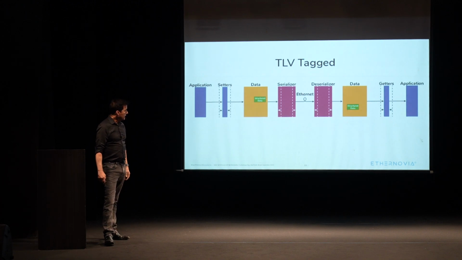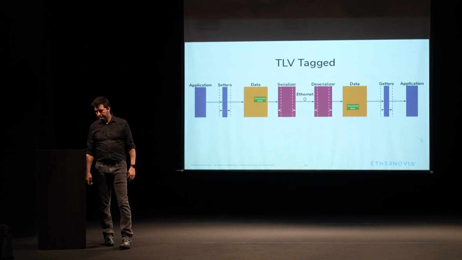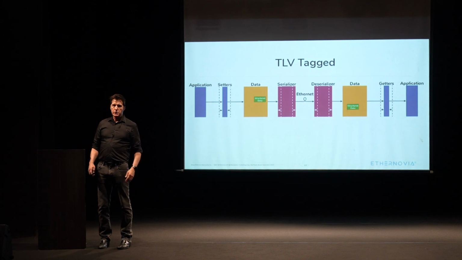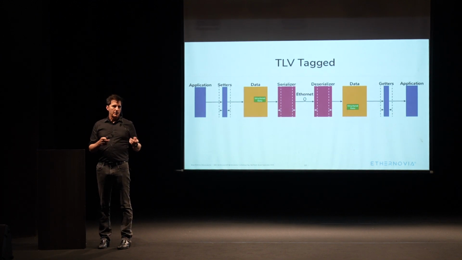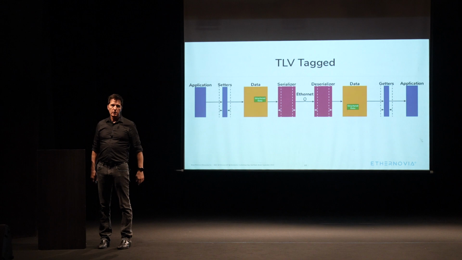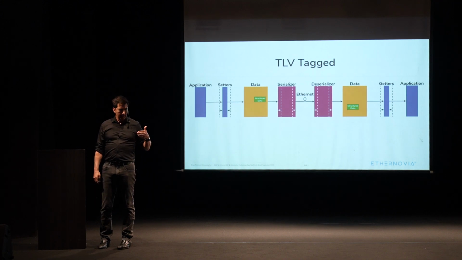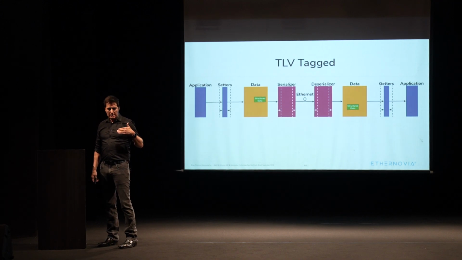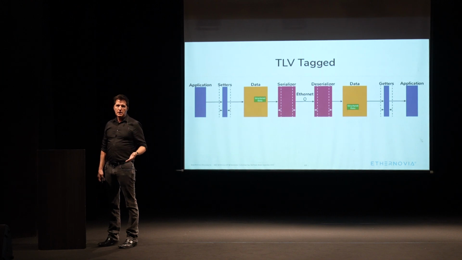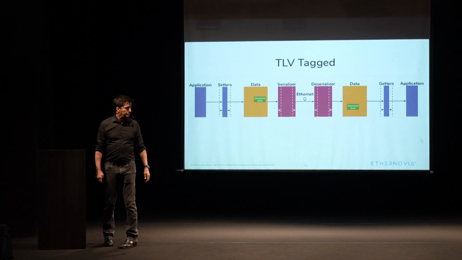So the final category is TLV tag serialization. TLV tag serialization differs from memory copy in that the in-memory format and the on-the-wire formats are different. This means that various forms of data mapping and translations and compression are required for transmission.